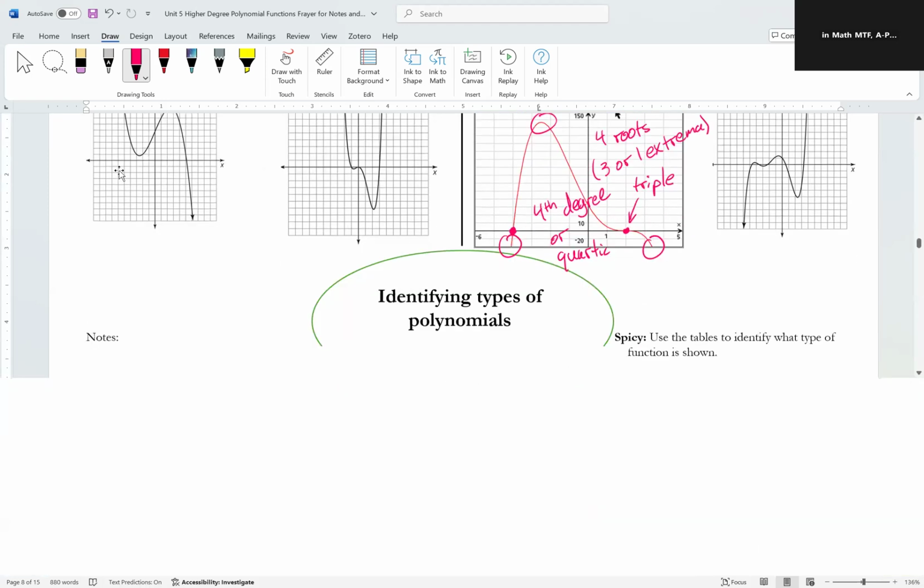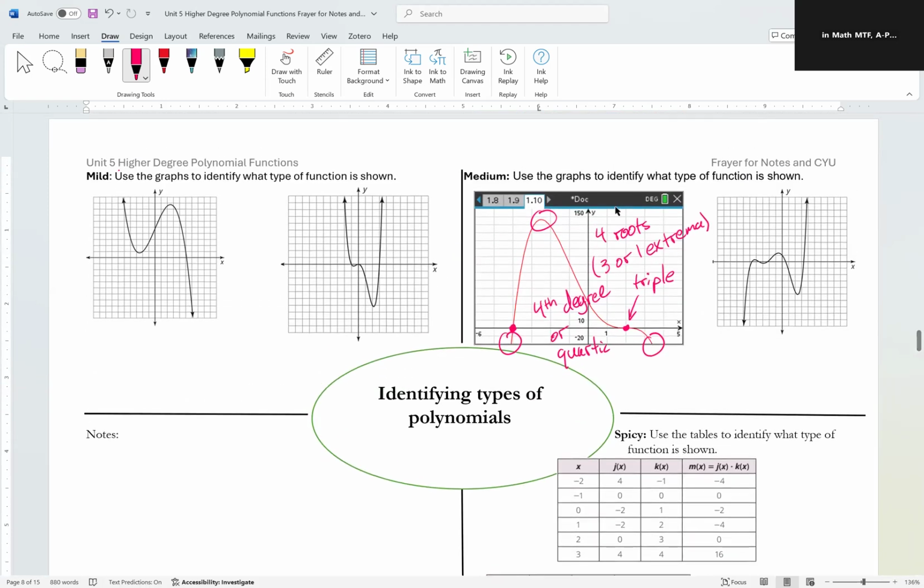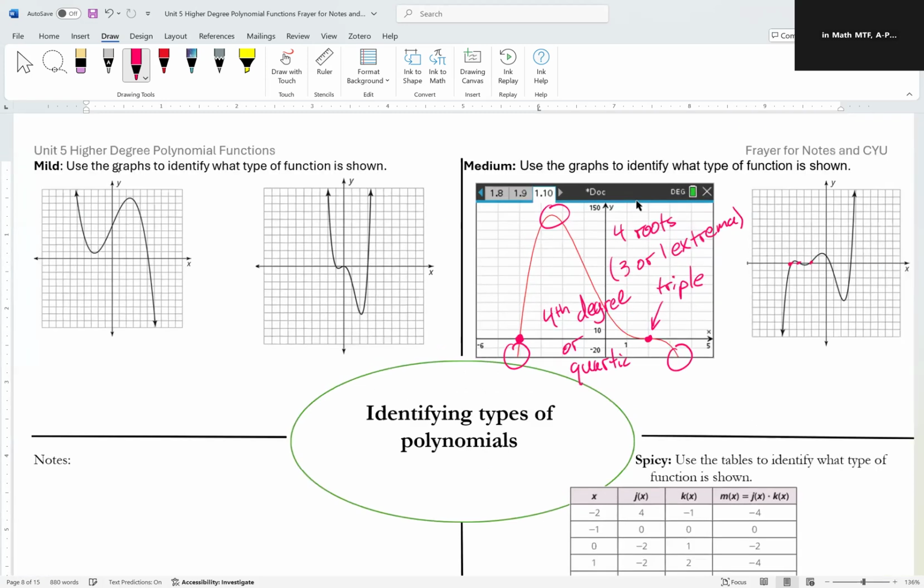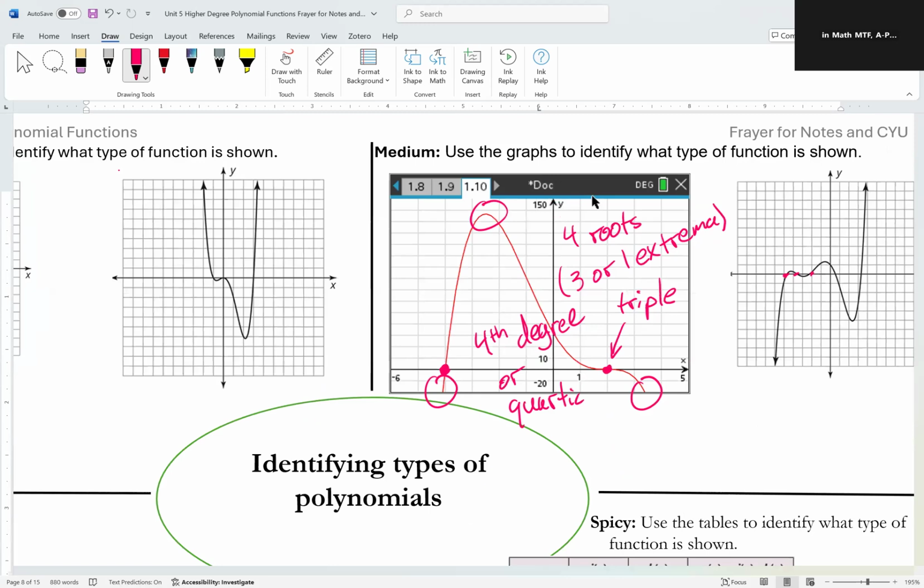When I look at this one right here, let me do this one quickly. 1, 2, 3, which you have to look real close, 4, 5 x-intercepts. So we're talking about a fifth degree, and they're all single roots. And we have 1, 2, 3, 4, so 4 extrema, opposite end behaviors, 5 x-intercepts. All of that is leading me to 5 zeros for a fifth degree.